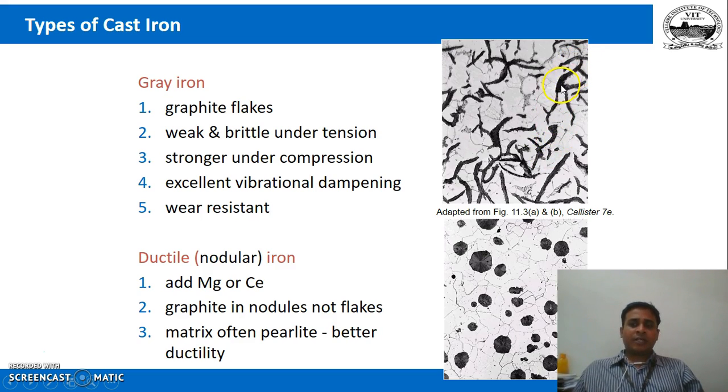So it has graphite in flakes, and unfortunately these flakes have sharp tips and act as stress concentration regions. That means it will give a brittle fracture, and the material will be brittle in nature, which is not recommended for many engineering applications. So the challenge is to change the morphology of these graphite flakes.